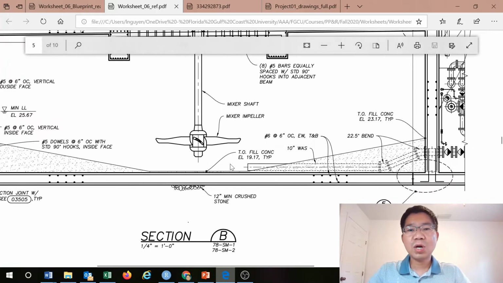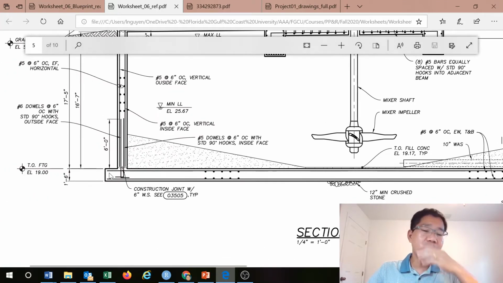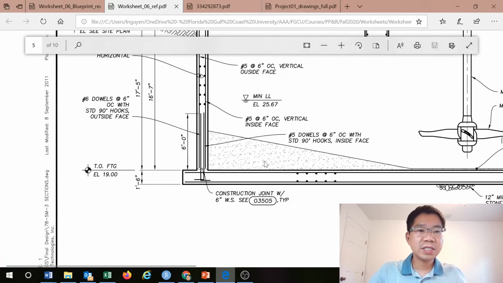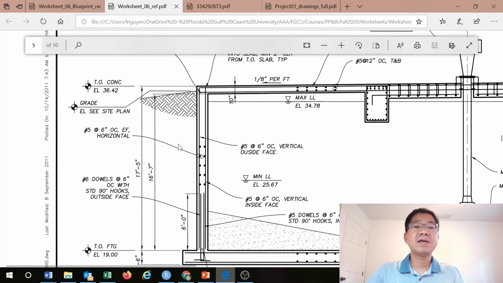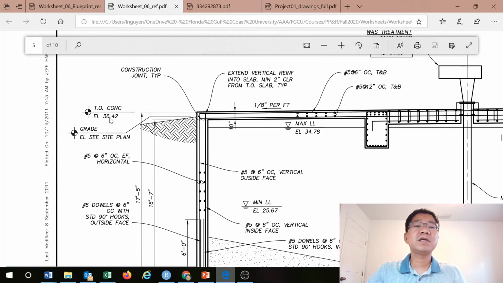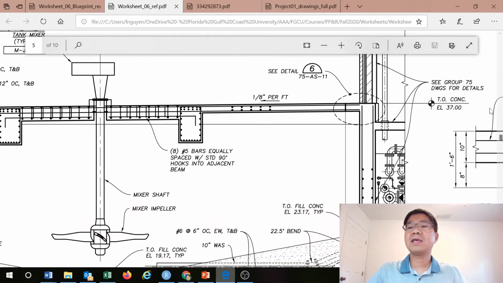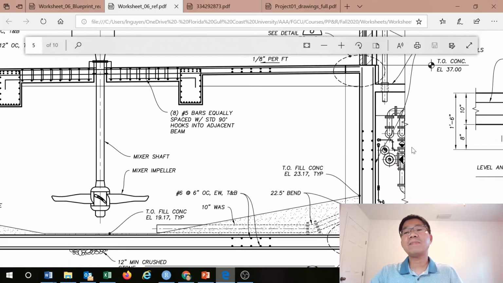We can know the thickness of the bottom of the tank. For example, here you can see the thickness of the bottom of the tank is 1 foot 6 inches, and you are also able to read the elevation: the finish to the top of the bottom of the tank is elevation 19 feet. The top of the roof is 36.42 feet on this side, and of course the other side has 37 feet. So that you can read.